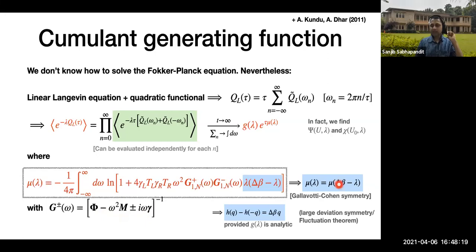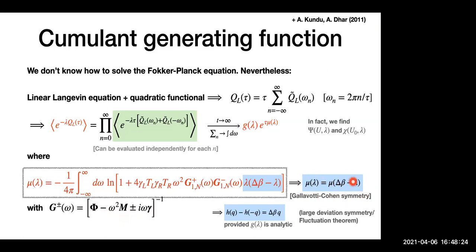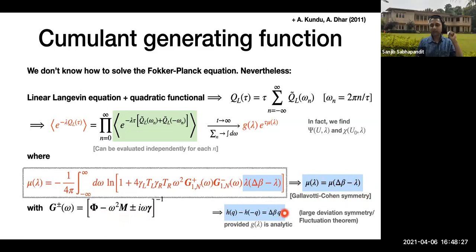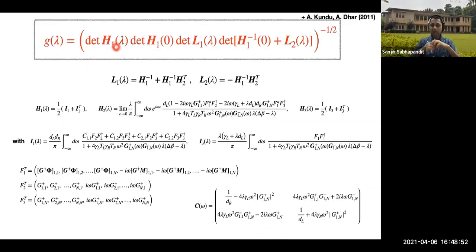Thank you. And this mu is known as the Gallavotti-Cohen symmetry. And given this symmetry, your large deviation function satisfies this symmetry, provided g of lambda is analytic, as I said. Because if g of lambda is analytic, then this h is related to mu by this Legendre transform. And this is basically the fluctuation theorem or large deviation symmetry. But this is provided g of lambda is analytic, so we also need to find what g of lambda is, and we can find g of lambda exactly. It's pretty complicated, but we have an exact expression for g of lambda.